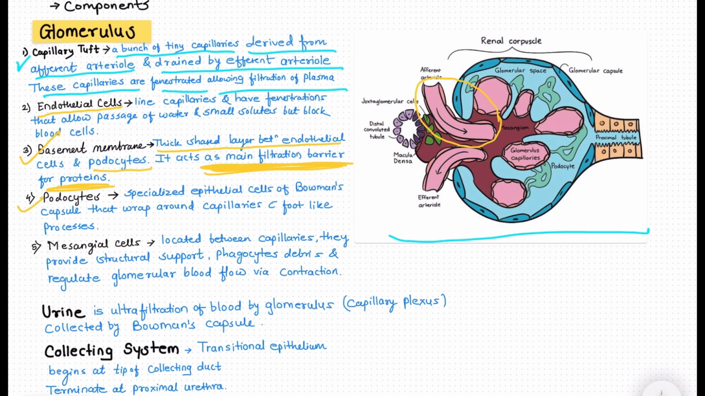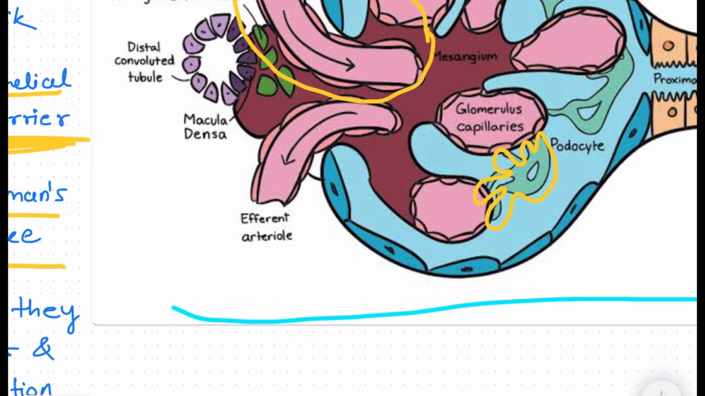Okay, then come podocytes. Podocytes are specialized epithelial cells of Bowman's capsule that wrap around capillaries with foot-like processes. So podocytes, you can see here, they have foot-like processes and they wrap around the capillaries. These are capillaries, okay. Glomerulus is made up of tuft of capillaries and these capillaries are lined by endothelium. Barrier, this black line, is in between endothelium and podocytes. It is like a slice of cheese between two breads.